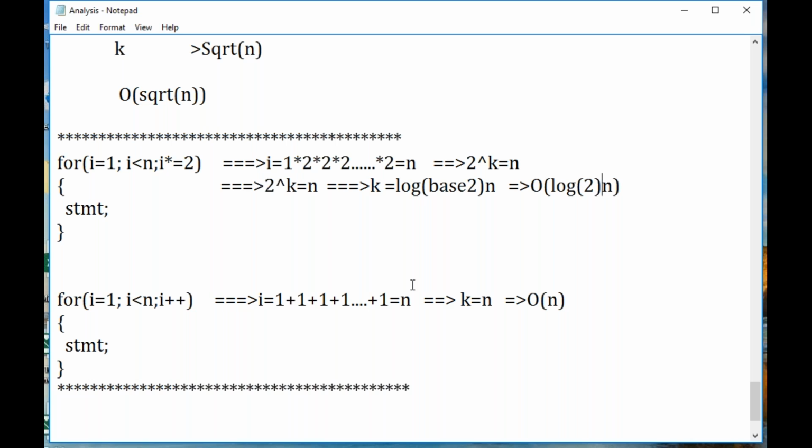Whenever it is an addition, I'm having order of n. Whenever it is a multiplication, I'll have order of log 2n. This is the calculation part whenever you have multiplication. Since I'm going to have 2 power k times, I'm going to multiply it. Is this clear?